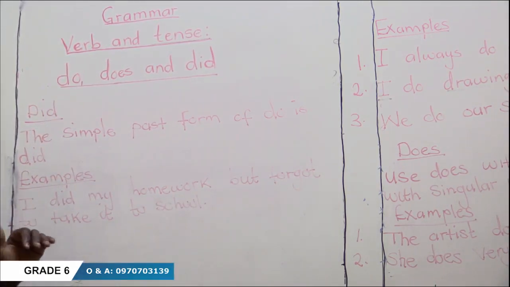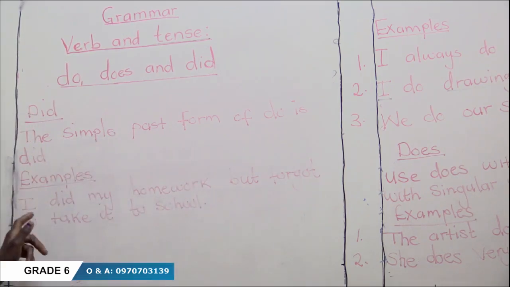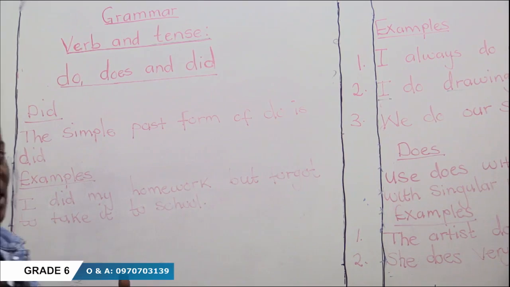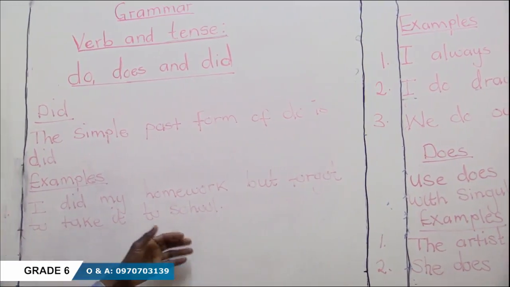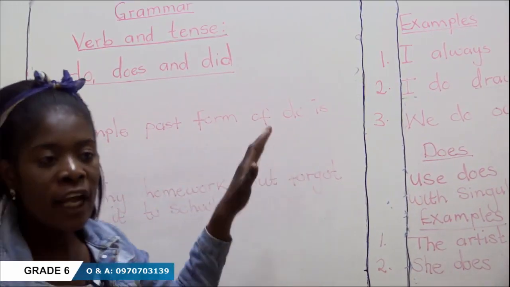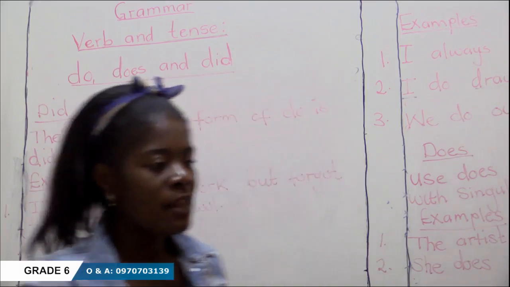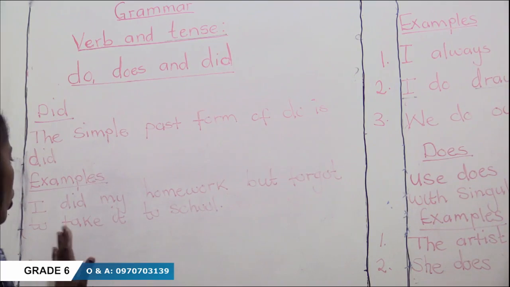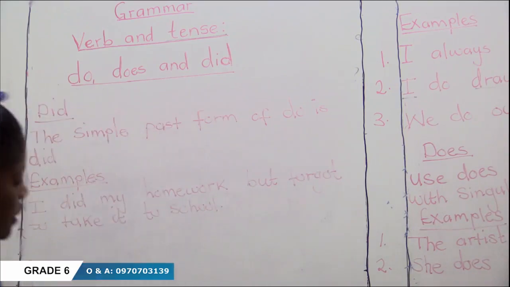We've said the simple past form of do is did. So number one reads, I did my homework but forgot to take it to school. Meaning this person did the homework in the past but forgot to take it to school. Boys and girls, the simple past form of do is did. Let us look at the other example of how we can use did.